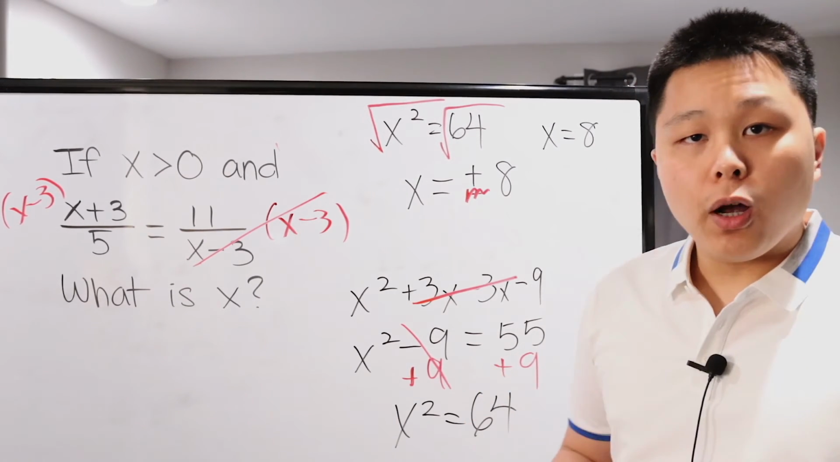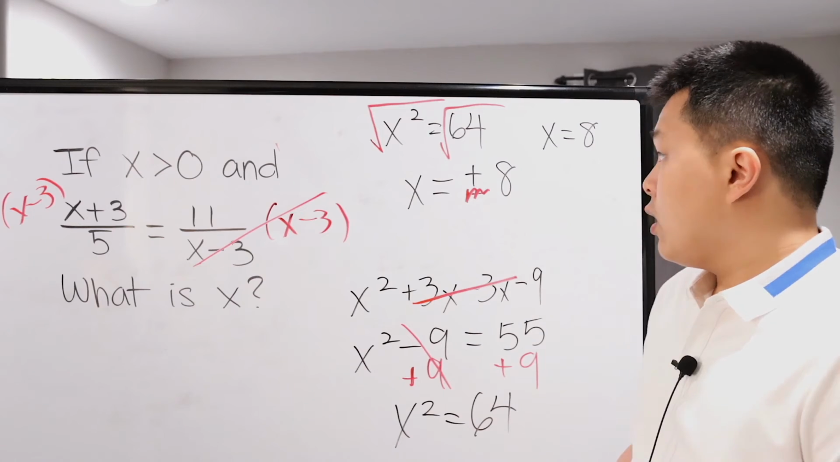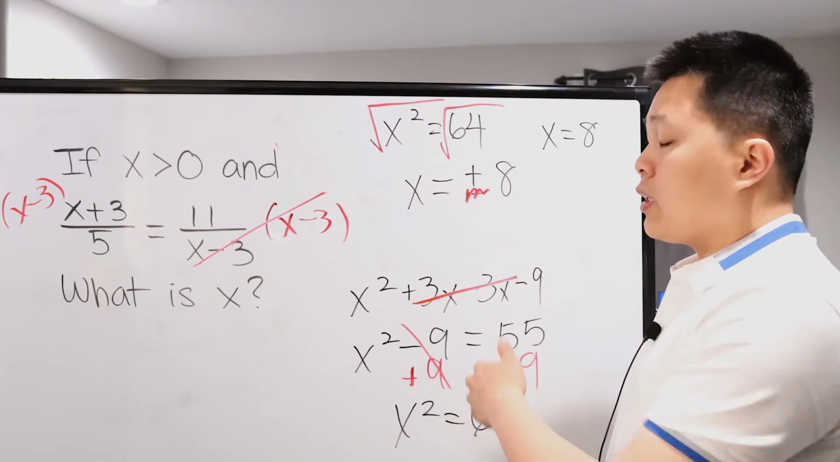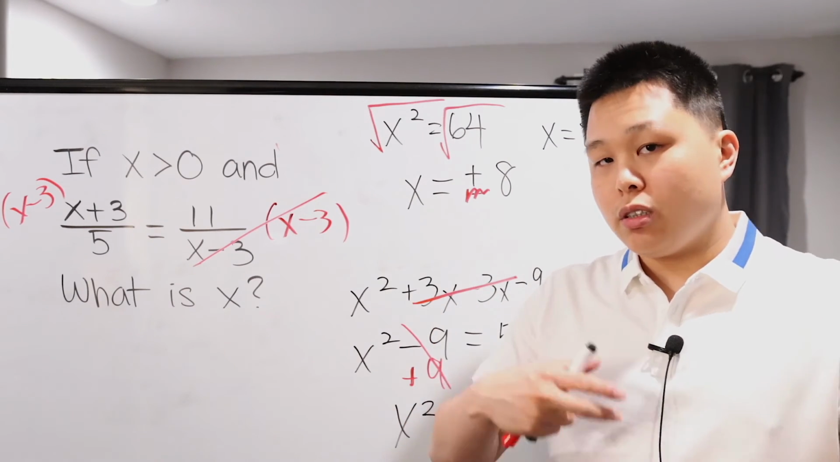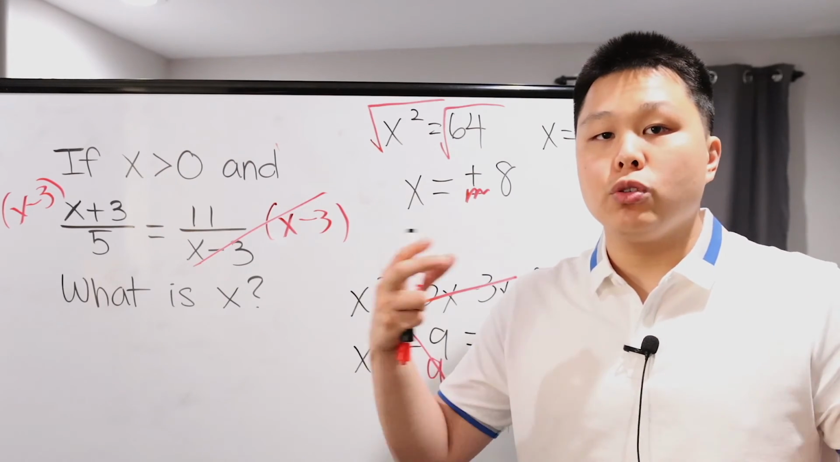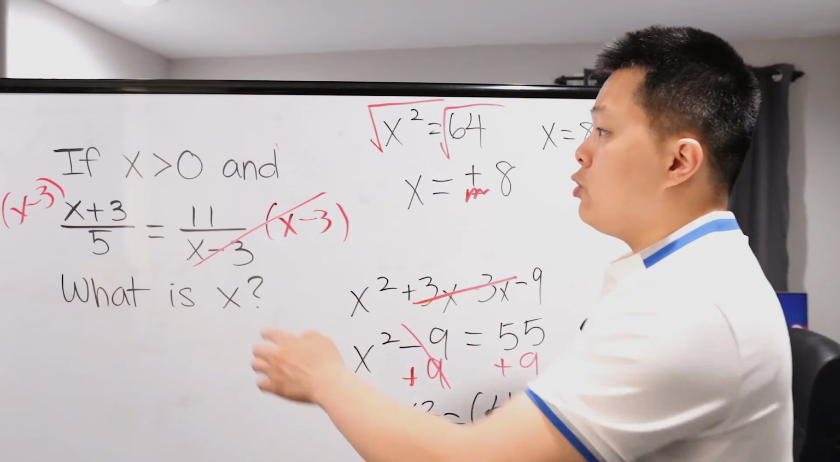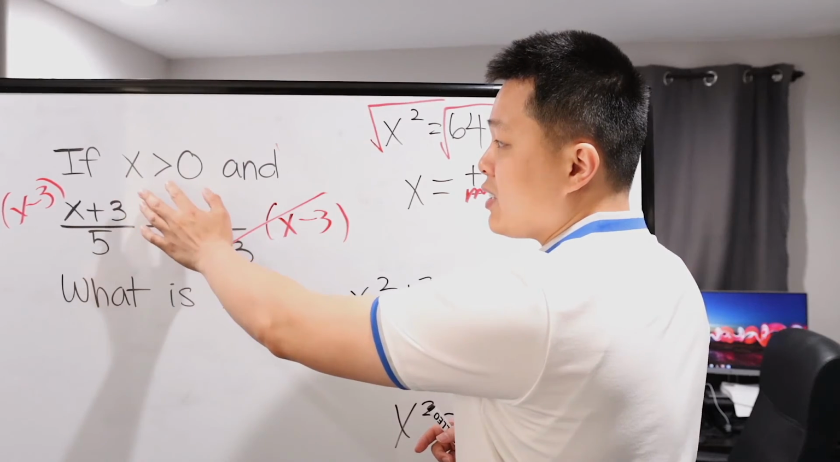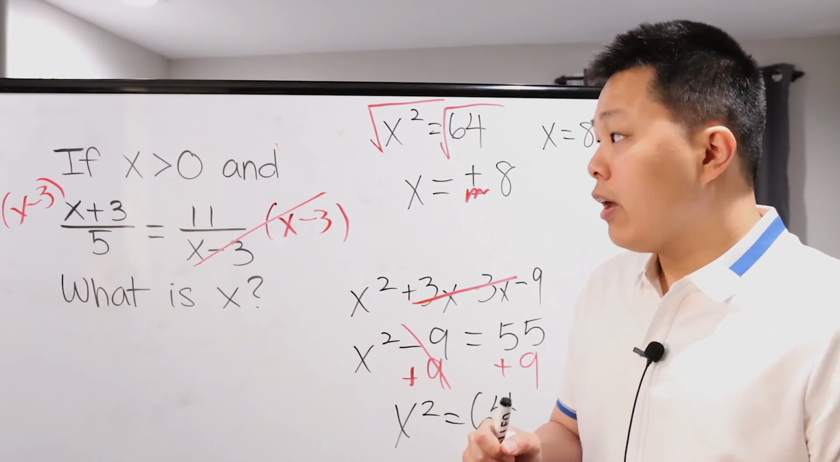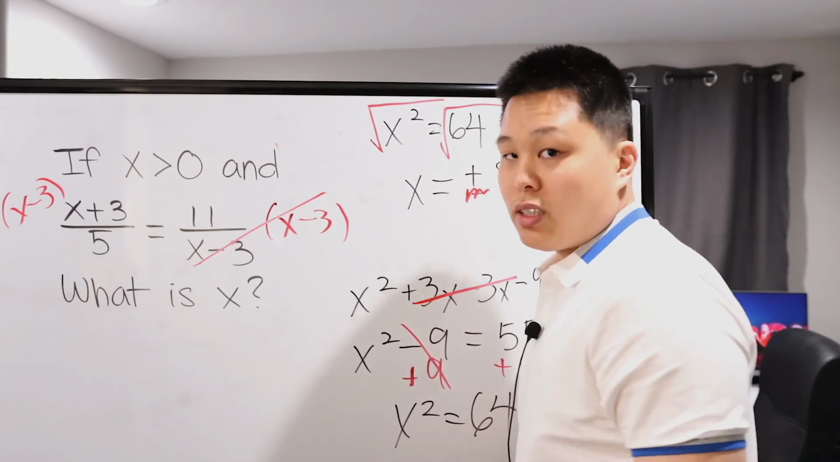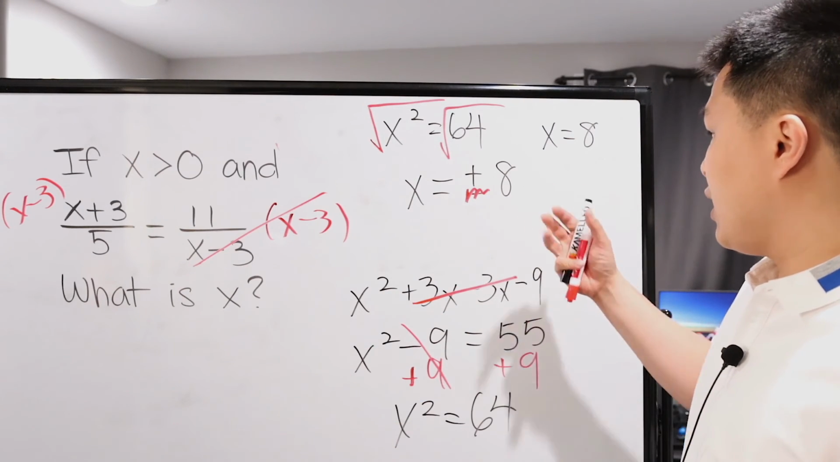So when you see this problem and they give you choices, they're probably going to give you something like 8 and negative 8, just to see if you would end up choosing the wrong answer. Make sure you read the problem carefully. If it says x is greater than 0, then choose the positive 8. And if x is less than 0, then you know you're choosing the negative number, or in this case, the negative 8.